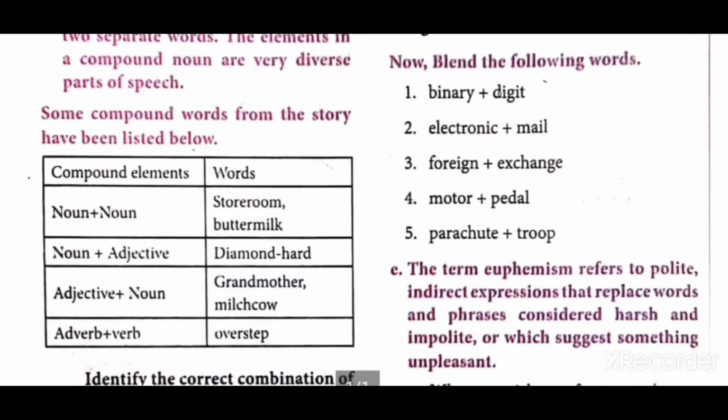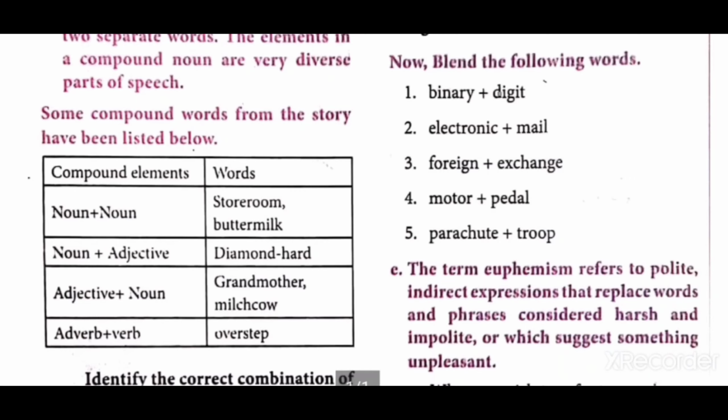Compound elements and words are given. On the left we find the combination and on the right we find the words. For example, noun plus noun. For that we have got two words. One is storeroom, the next one is buttermilk.